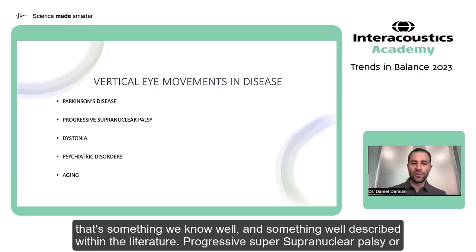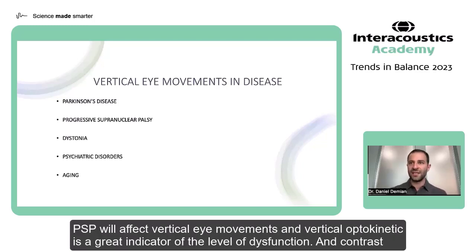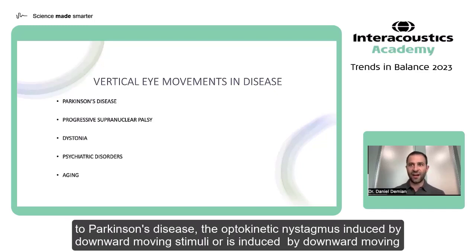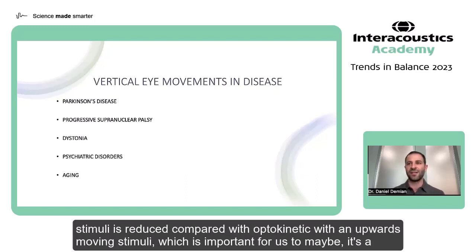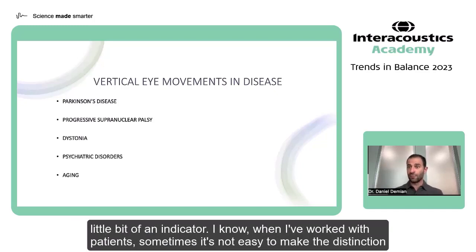Progressive supranuclear palsy, or PSP, will affect vertical eye movements, and vertical optokinetic is a great indicator of the level of dysfunction. In contrast to Parkinson's disease, the optokinetic nystagmus induced by downward moving stimuli is reduced compared with optokinetic in upwards moving stimuli, which is important for us as a little bit of an indicator.